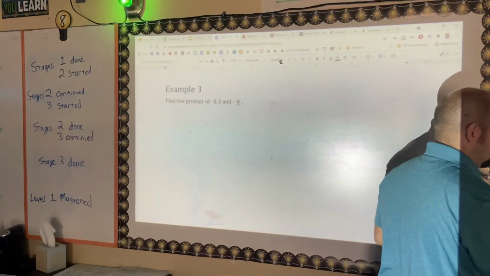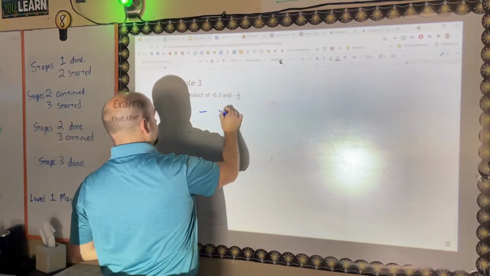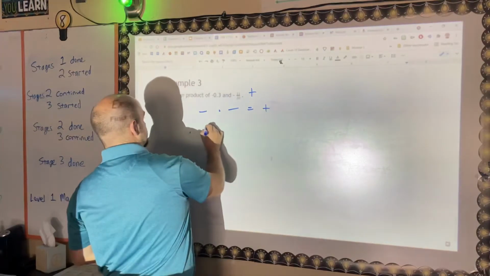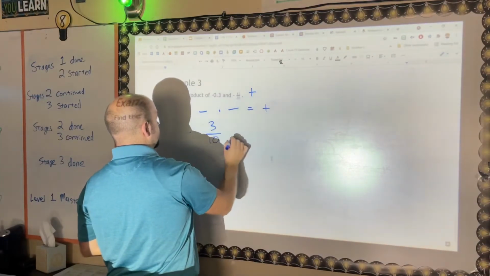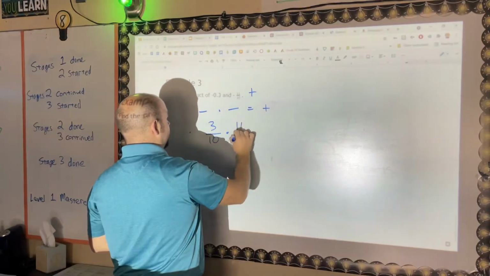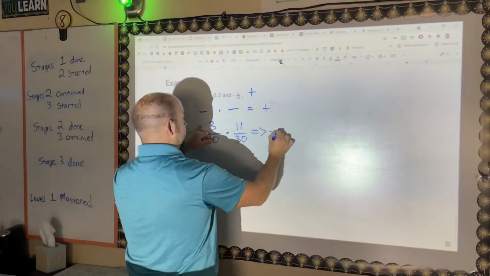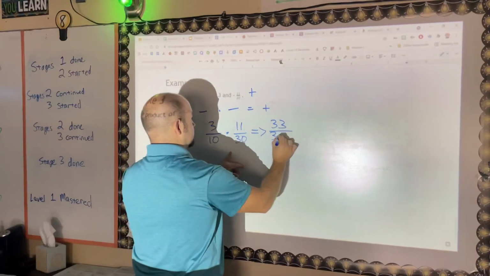This one gets tricky. Find the product of negative 0.3 and negative 11/30. So we have a negative times a negative, so our answer is going to be positive. So we got 0.3, which is equal to 3/10. That's the fraction there, and 11/30. So we can multiply across. This is going to become 33 over 300.